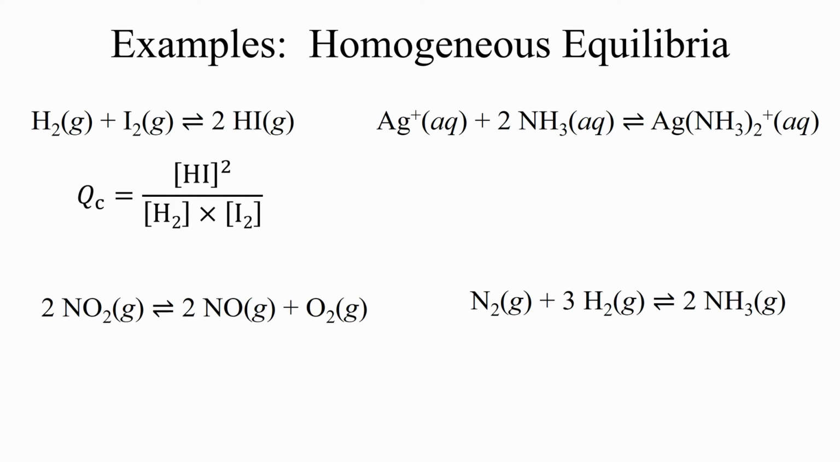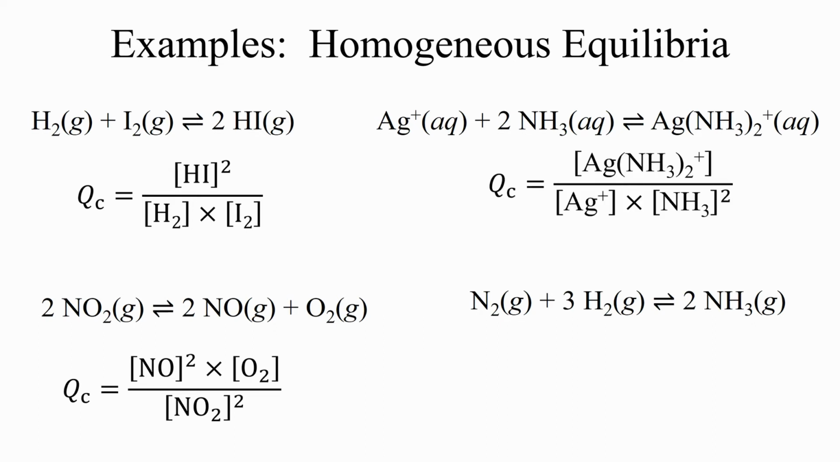The equilibrium between nitrogen dioxide and nitrogen monoxide and oxygen. And we can also show this in aqueous reactions. The equilibrium between silver ions and ammonia is just the concentration of the product divided by the concentrations of silver and ammonia. And finally, we have the equilibrium between nitrogen, hydrogen, and ammonia, which is just the concentration of ammonia raised to the power of 2 divided by the concentration of hydrogen raised to the power of 3 and the concentration of nitrogen.